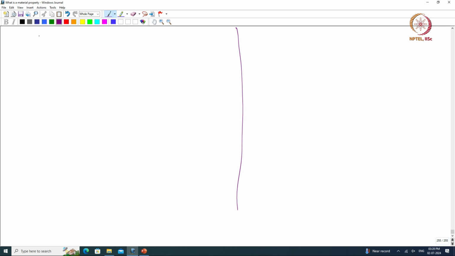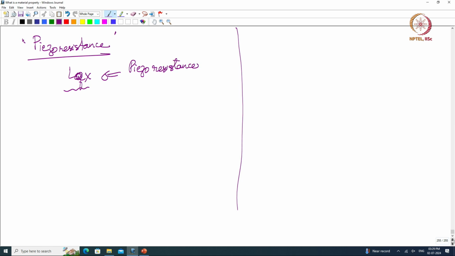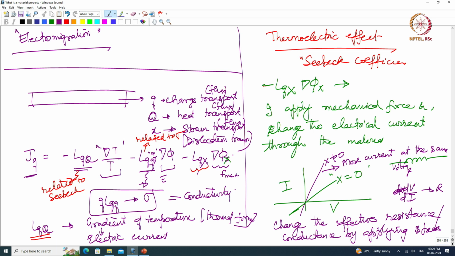so this property, stress is piezo, and I am changing the resistance of the material. So, this property is called piezoresistance, which means I apply stress and I change the resistance of the material. And my L Q x, sorry, L small q x, this is what gives me the piezoresistance property. So, this property here is related to piezoresistance. Okay, this is only in J Q.